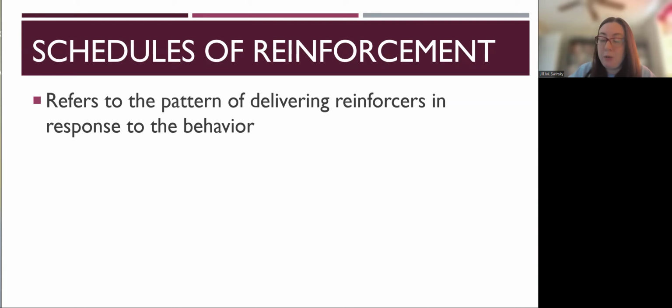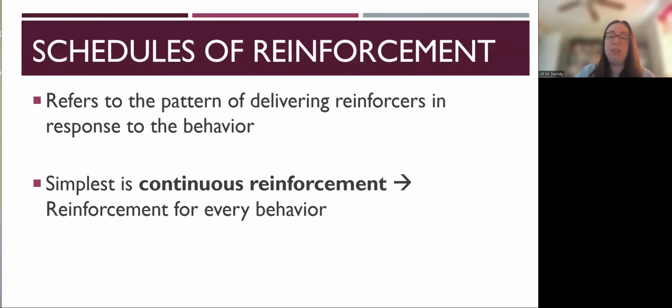The simplest schedule, and the one we've been talking about up until now, is continuous reinforcement. What this means is that reinforcement is provided every single time the behavior occurs. Every time the child provides a correct answer, they get a piece of candy. Every time the dog sits, he gets a treat. And that works really well. We call that a dense schedule of reinforcement. There's a lot of reinforcement occurring.